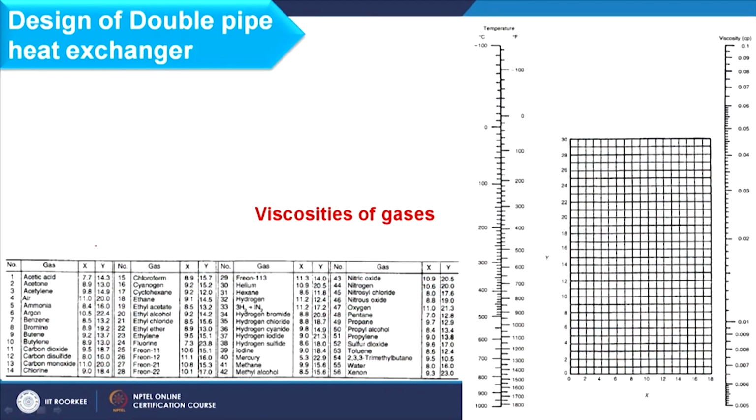In a similar way, we can find the viscosity of gases. If you see here, we have the x-y table for different gases, and here we have this graph where the x and y values are shown. So, depending upon the average temperature and the respective point on this graph, you can read the value of viscosity from this side, right. In this way I can consider the viscosity of different gases.